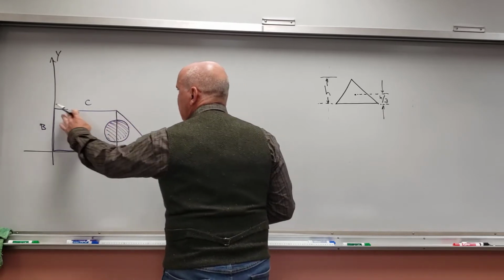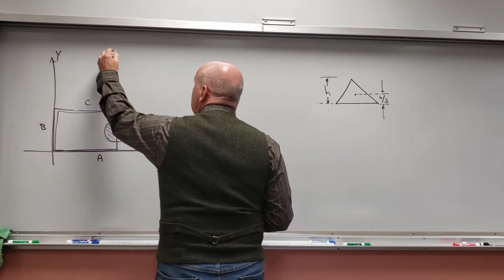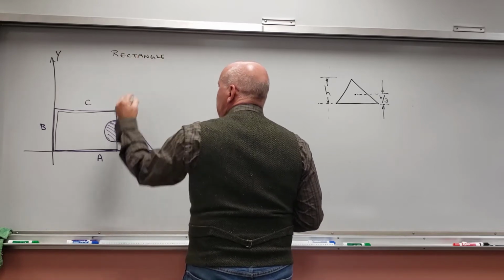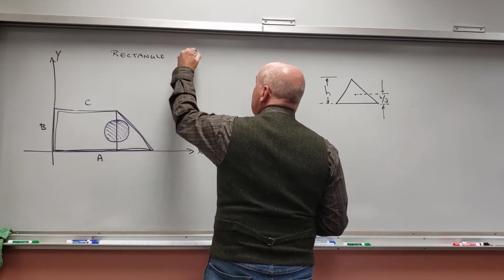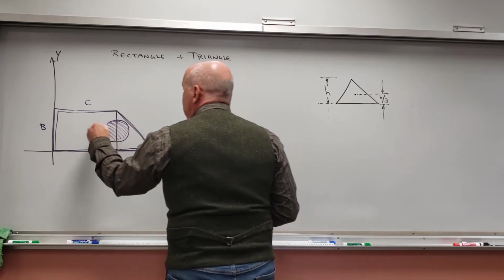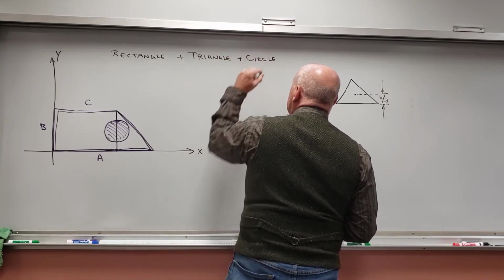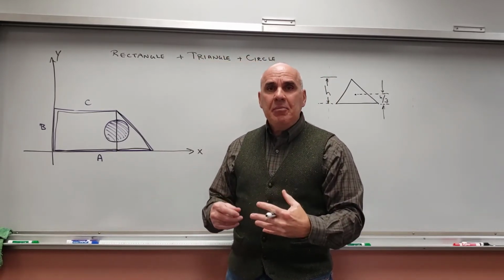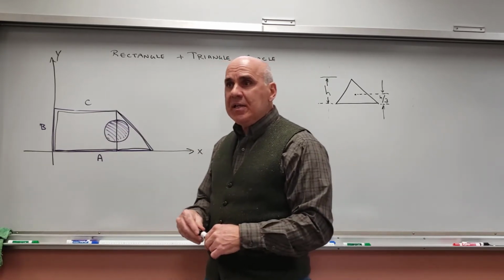The first of those is going to be this rectangle here, and I'll just outline that right there. So I'm going to have a rectangle. And then over here, I've got a triangle. And then I've got a circle. If I can find the centroid of each of these three shapes, and I combine them, then I can find the centroid of the overall shape. We're going to do this for both the x and the y position.